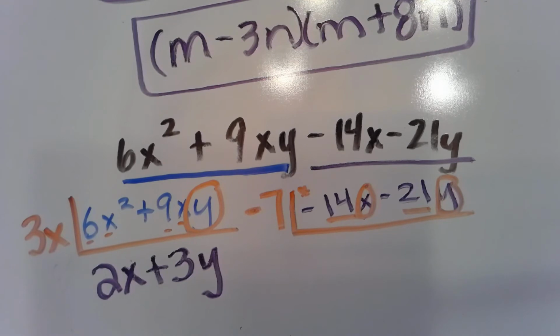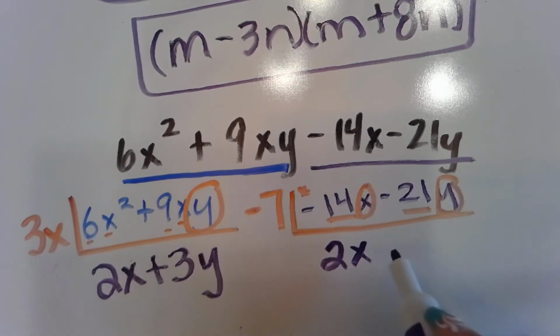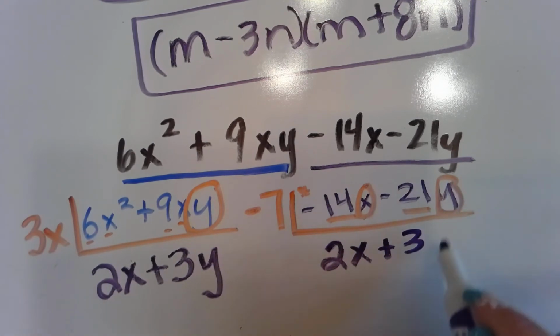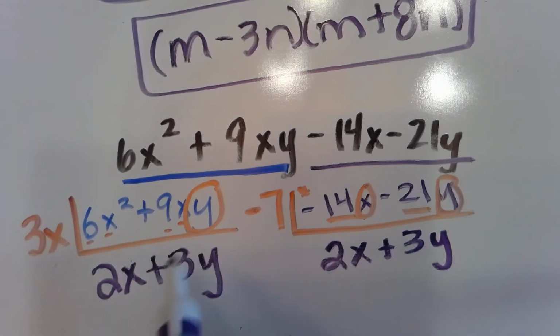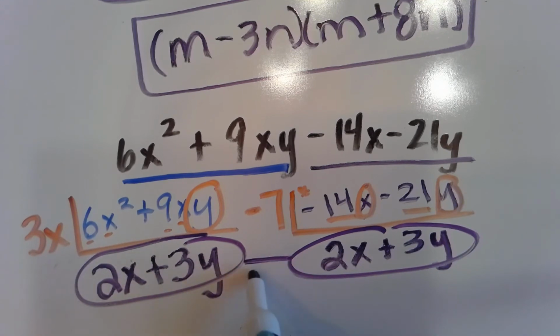Okay. So let's go ahead and get dividing. Negative 14 divided by negative 7 is a positive 2. Bring down our x. Negative 21 divided by negative 7 is a positive 3, because a negative divided by a negative is a positive, and we're going to keep our y. And there's nothing else we can do here, but look, they match. This matches this one. They match perfect.